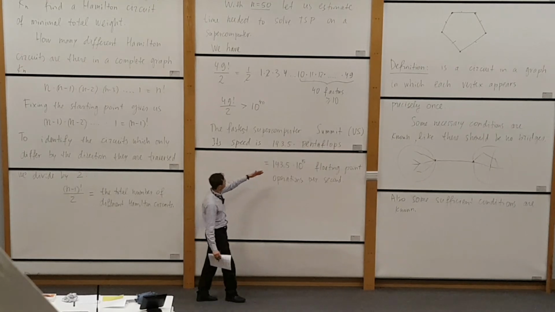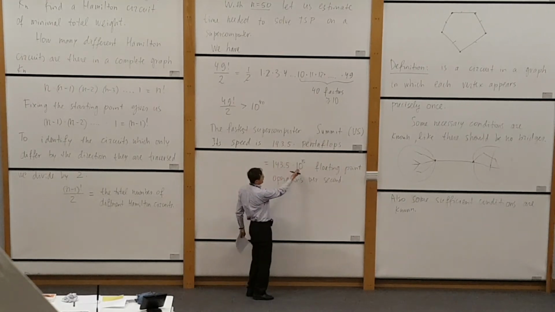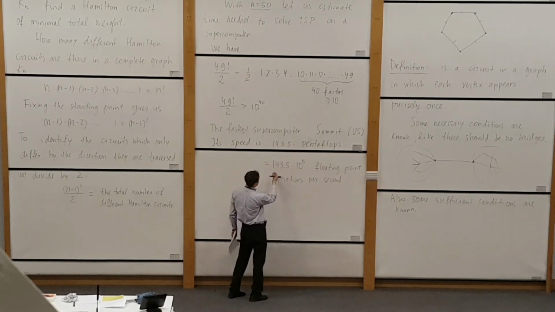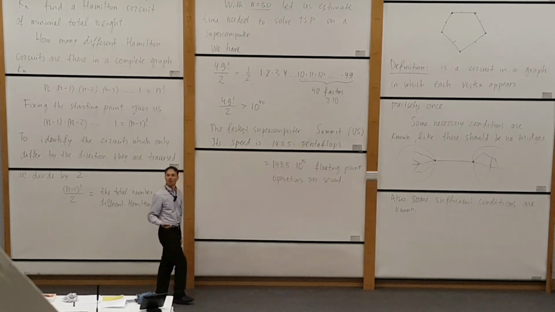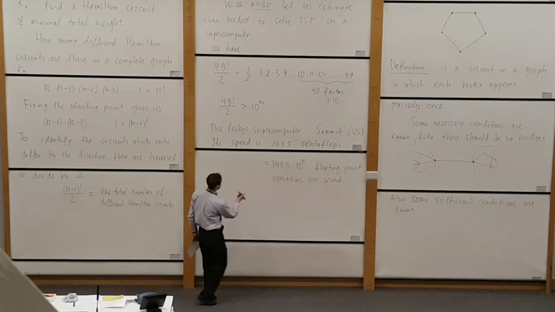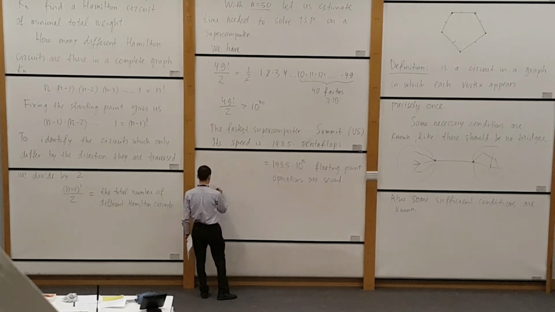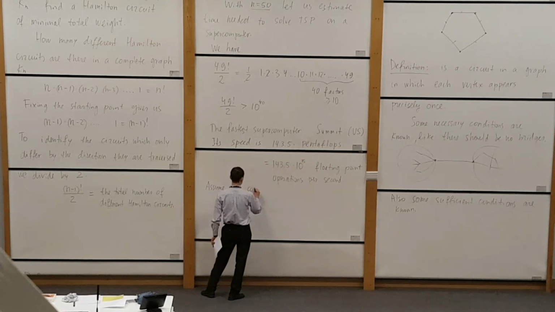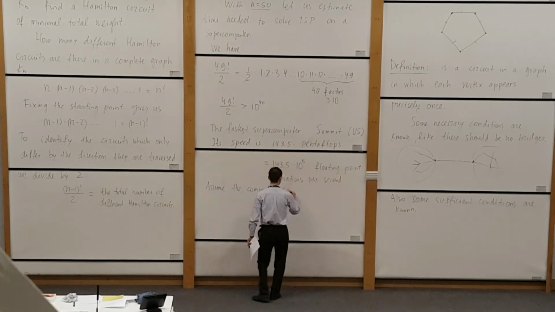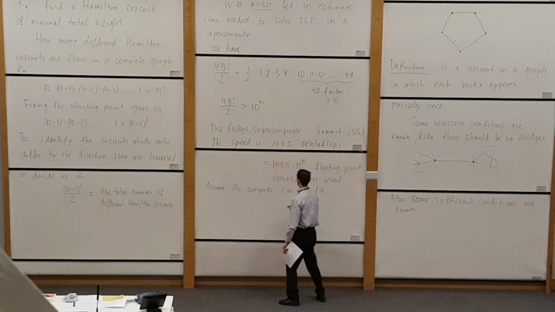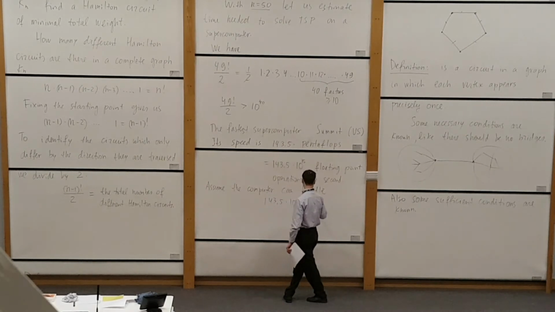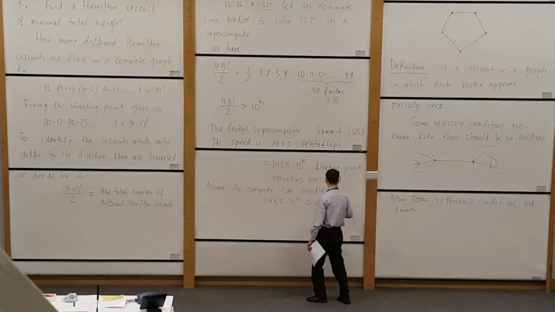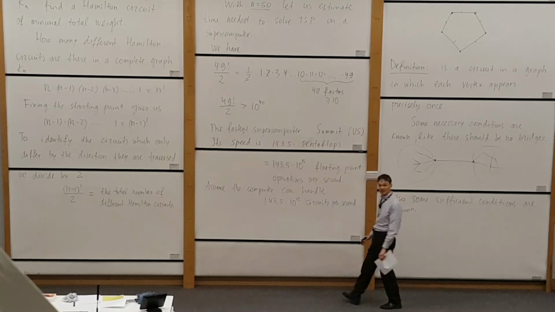Now, I'll be very optimistic. I'll assume that this is just a single number of elementary operations. So let's assume that the computer can handle this many circuits per second. I'm always on the optimistic side. So assume the computer can handle 143.5 times 10 to the 15 circuits per second. It will be a bit less, right?